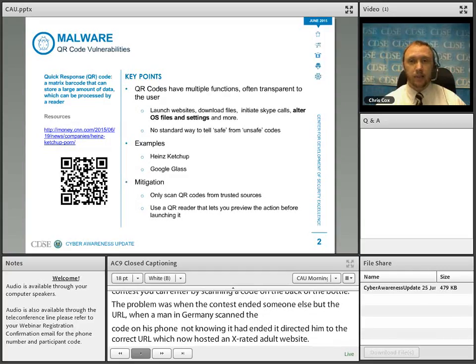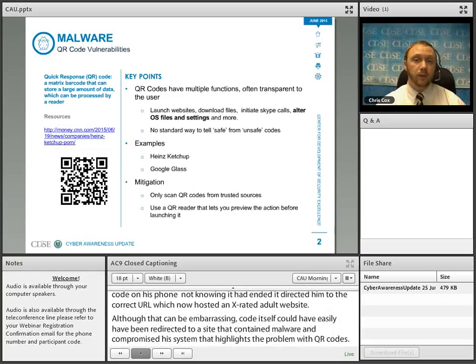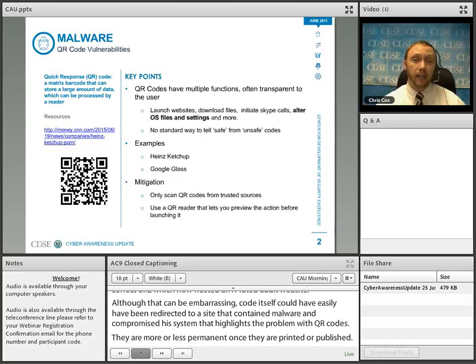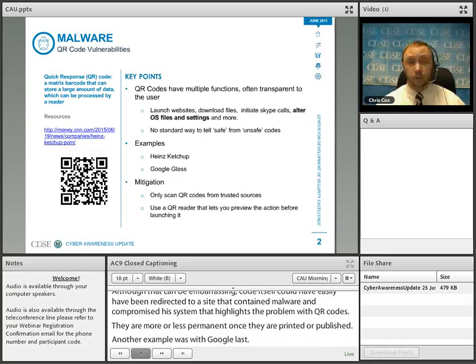Another example, since patched, was with Google Glass. Google Glass automatically scans QR codes that you see for Wi-Fi connection information, which was briefly used to exploit vulnerabilities in the platform and display ads.